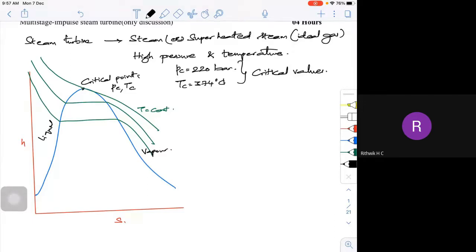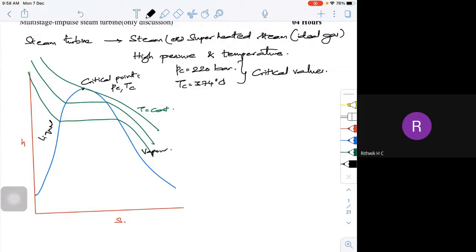Yes. If I give an example, what we use in nuclear power plants. Most of the turbines will be operating at pressures and temperatures above this 220 bar and 374 degrees Celsius. So I may have a turbine operating at 350 bar and a temperature of 500 or 600 degrees Celsius. That means they are critically operated turbines, operating above the critical values of steam.